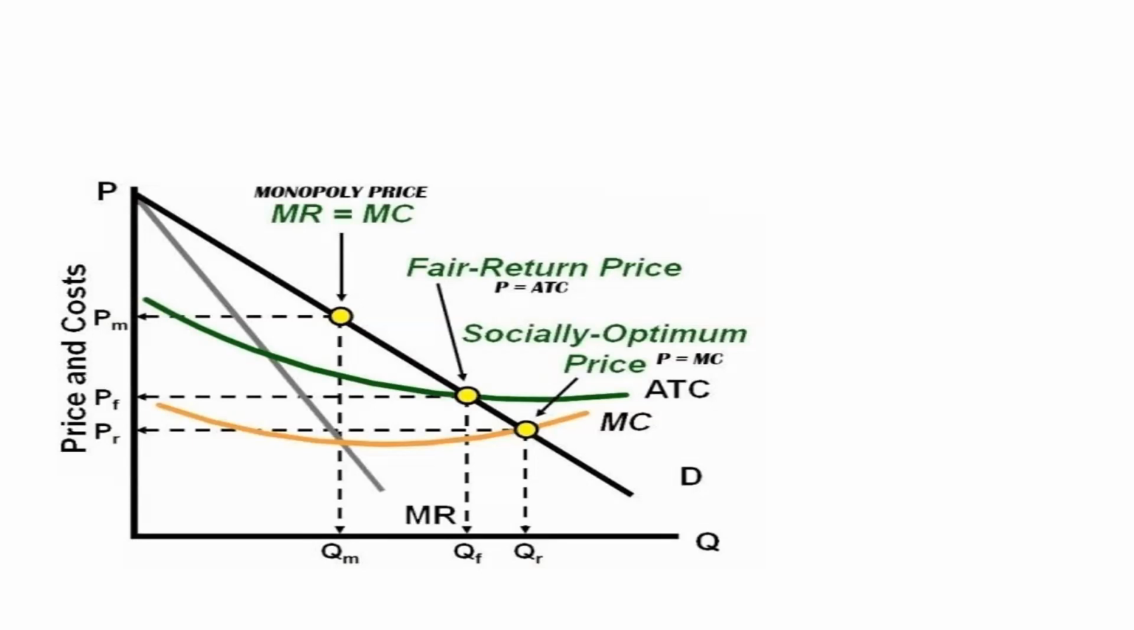Where MC crosses demand is allocatively efficient, or socially optimal. Notice that PR, that price, is below ATC, so I'm losing money. So the only way for this natural monopoly to stay in business is if the government subsidizes. The monopoly, of course, wants MR equals MC, because that is the highest profit for them. Okay, so those are the three graphs you would need to know.